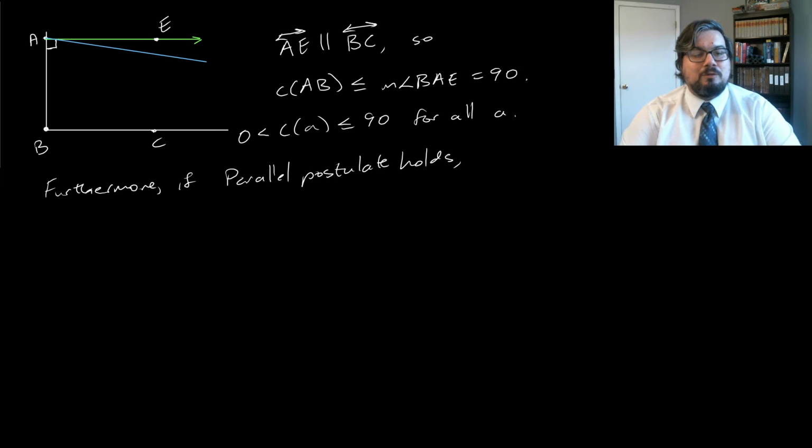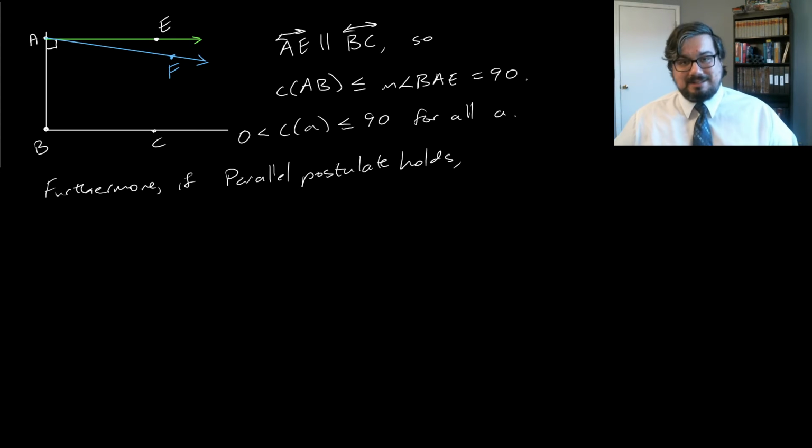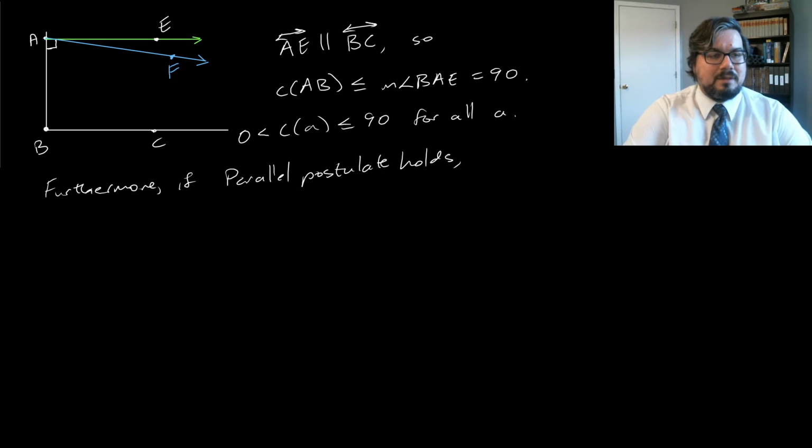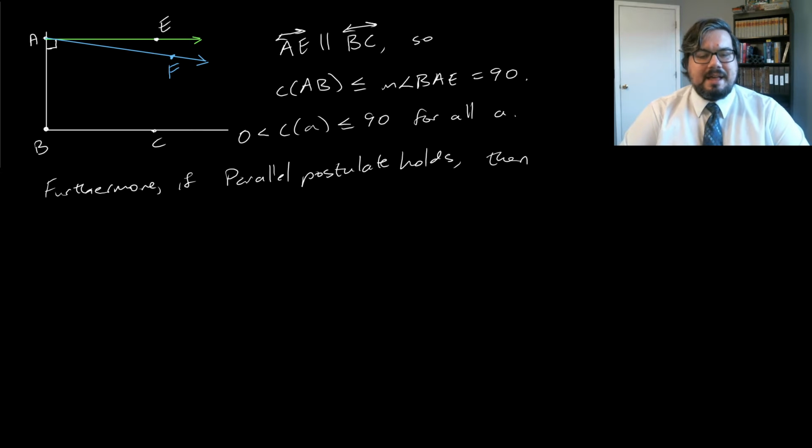if we take any ray where the angle BAF is less than 90, then the line AF and the line BC have to intersect, and because the angle BAF is acute, we can actually show that the ray AF has to intersect the line BC. So that means that if the parallel postulate holds, then in fact C of A is equal to 90 for all A.